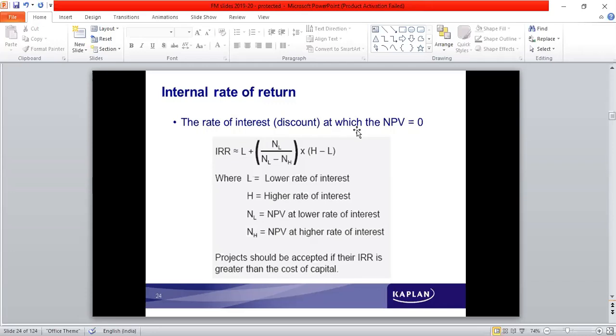So take 5% plus NL in the numerator. What is NL? NL is NPV at the lower rate of interest. So at this 5%, whatever is the NPV value, that will be there in the numerator. The denominator has the difference between the NPVs at these two different rates. NL is the NPV at the lower interest rate, NH is NPV at the higher interest rate. We just take the difference between them. That is a delta, not a negative sign. It should always be taken as a positive sign. Fine.